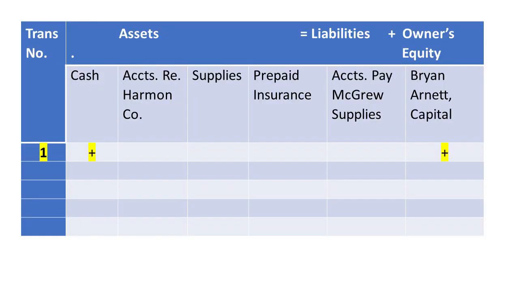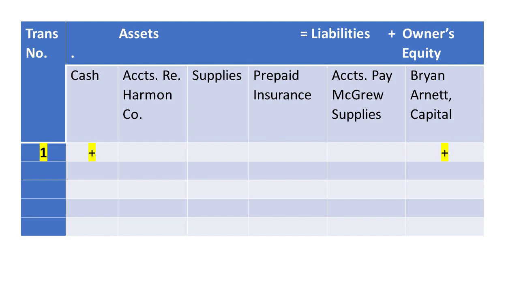Transaction 1 is received cash from sale. On page 18 in the textbook, it shows getting $1,100. This increases the cash account, and as revenue, it increases the owner's equity. So we put a positive plus sign under the cash, and we put a plus sign on the right hand side under Brian Arnett Capital, the owner's equity.